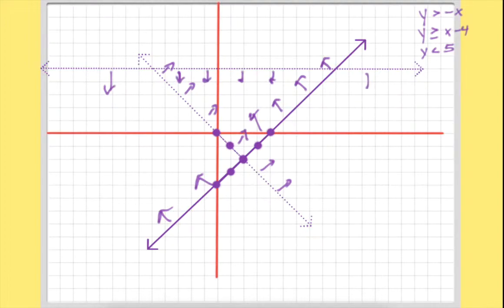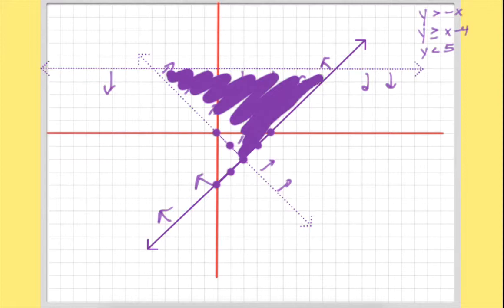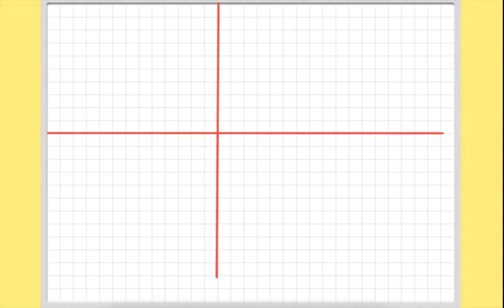So as you can see, the area that they're all pointing to is this region right in here. There's our solution region. Let's look at a word problem.